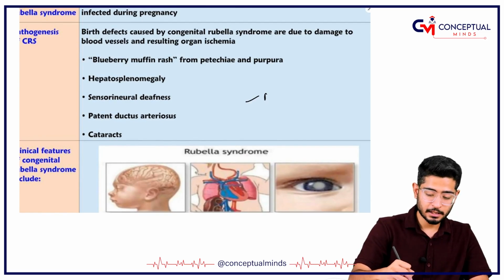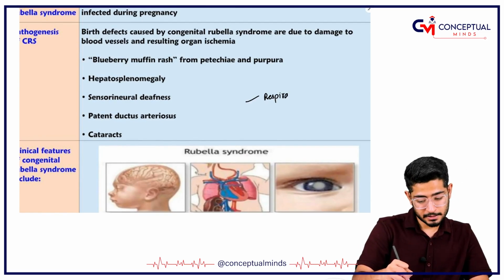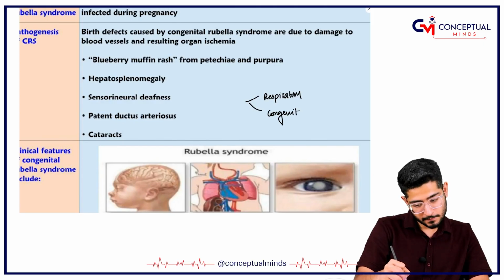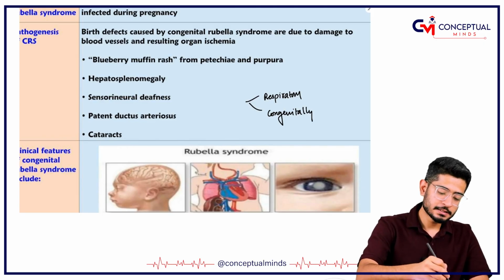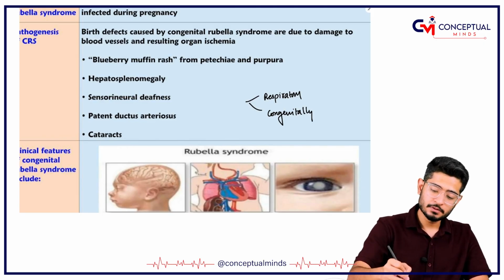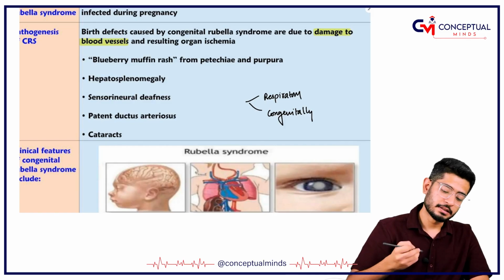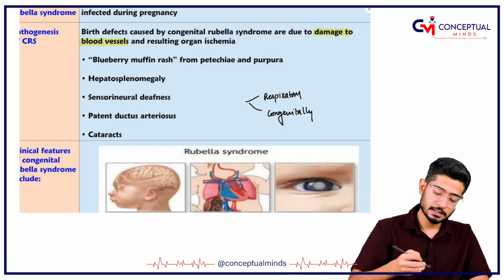So I have told you, either it can enter via the respiratory tract, or it can enter transplacentally, congenitally. So we are more bothered about the congenital transmission. And once it goes, what happens? Rubella has a tendency to kill the blood vessels. Okay, that's why there is a blueberry muffin rash.